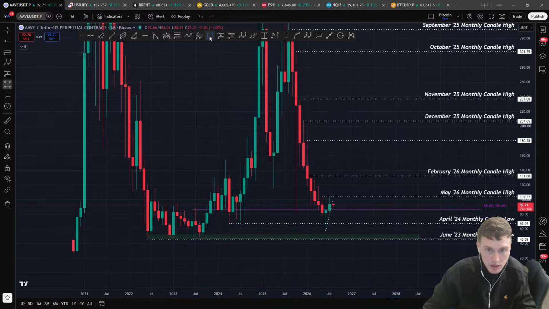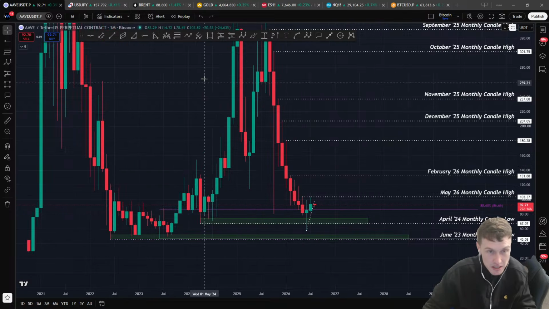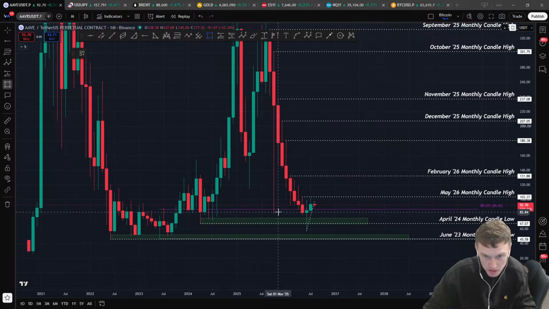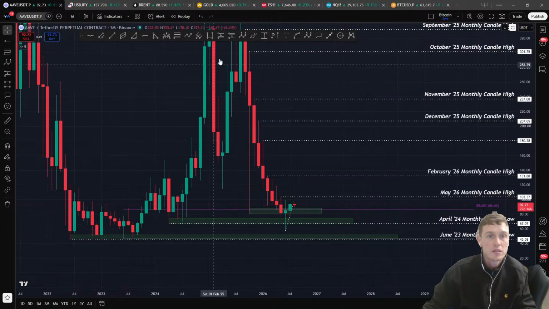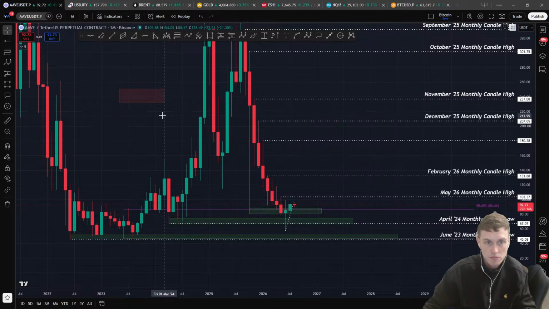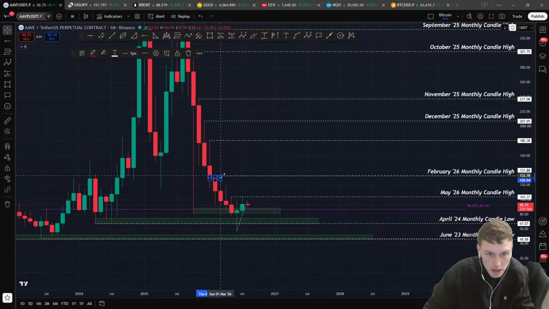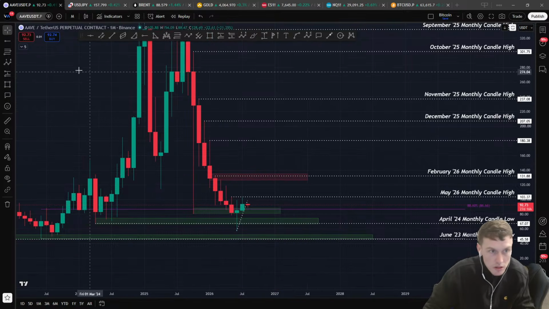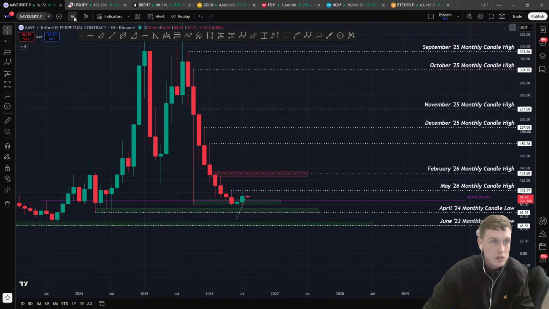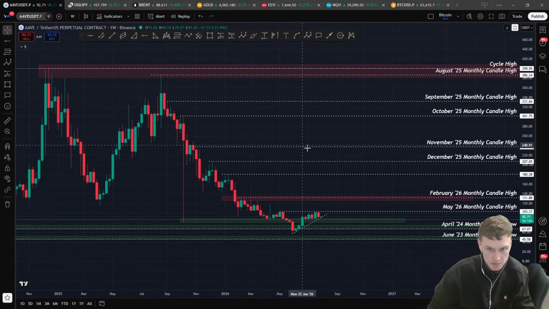Let's draw a few of these boxes. It was a deep SFP, so it wasn't easy. But you can see why it's kind of holding the support, right? It's reclaimed October low. Draw out upside resistances. I think it'll look a lot cleaner on the weekly. The monthly just looks ugly.